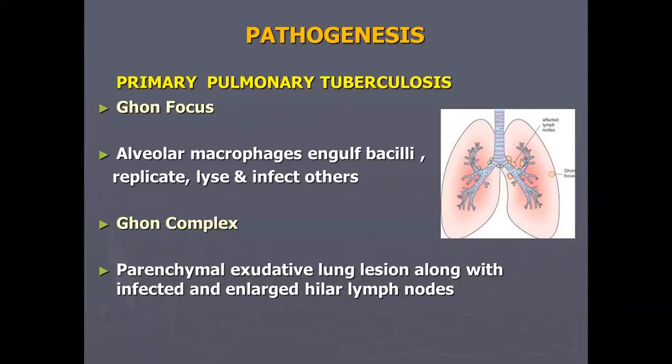Initially, the body tries to heal it, and it heals by fibrosis, and there is a delayed hypersensitivity reaction. At this stage, the tuberculin test, which is used for the screening of individuals infected with tubercle bacilli, is positive. So the tuberculin test is positive at Ghon's focus stage when it heals by fibrosis. Now, if it progresses, then it may lead to death.